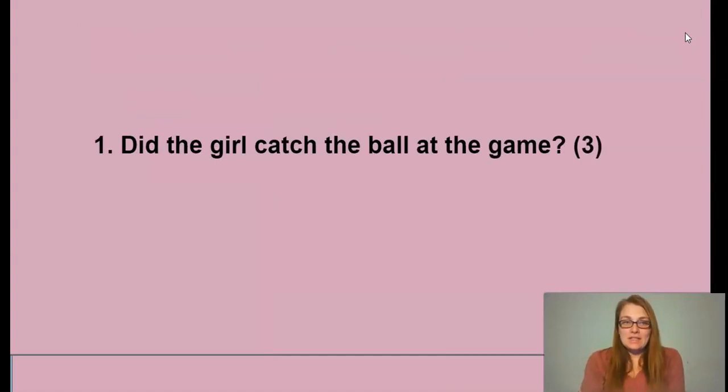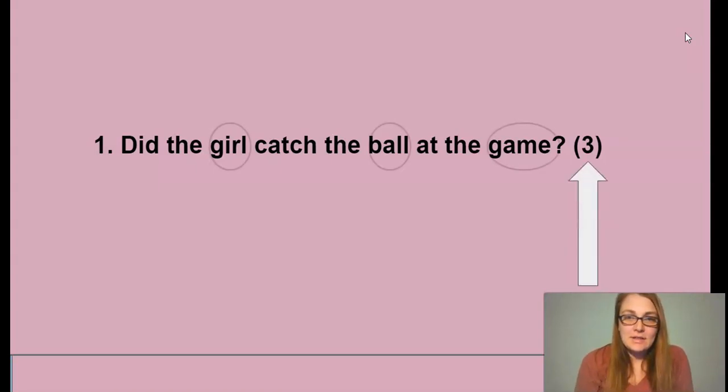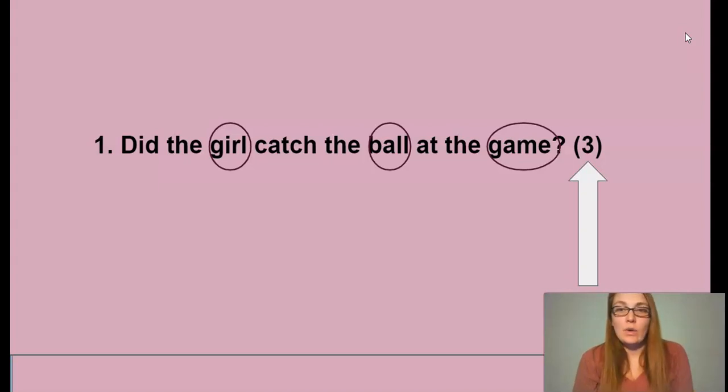Okay, on this sentence, read the sentence and find all three of the nouns. Remember, people, places, and things. Okay, here's the answer. Girl, ball, and game. Girl is a person. The game can either be a thing or a place. And the ball is the thing.